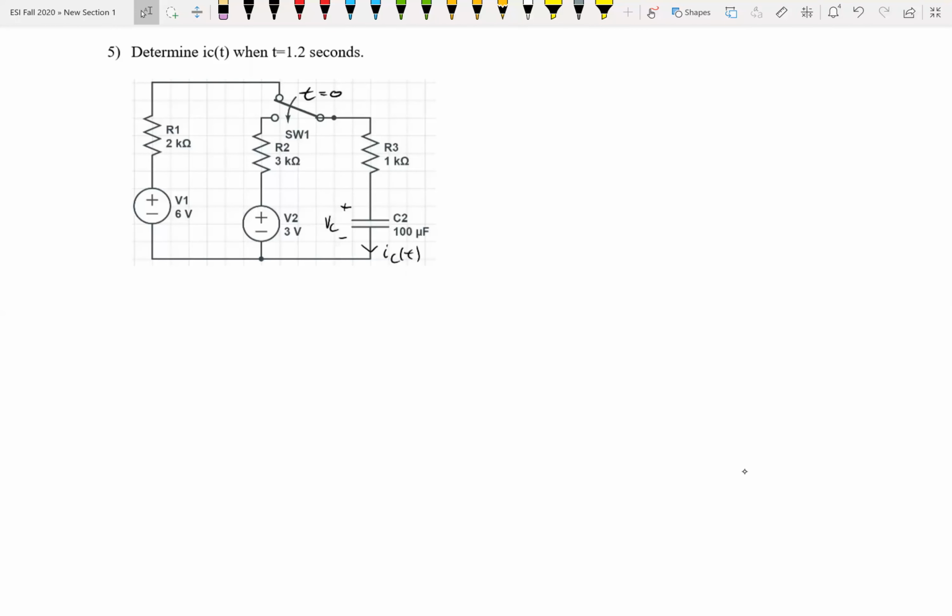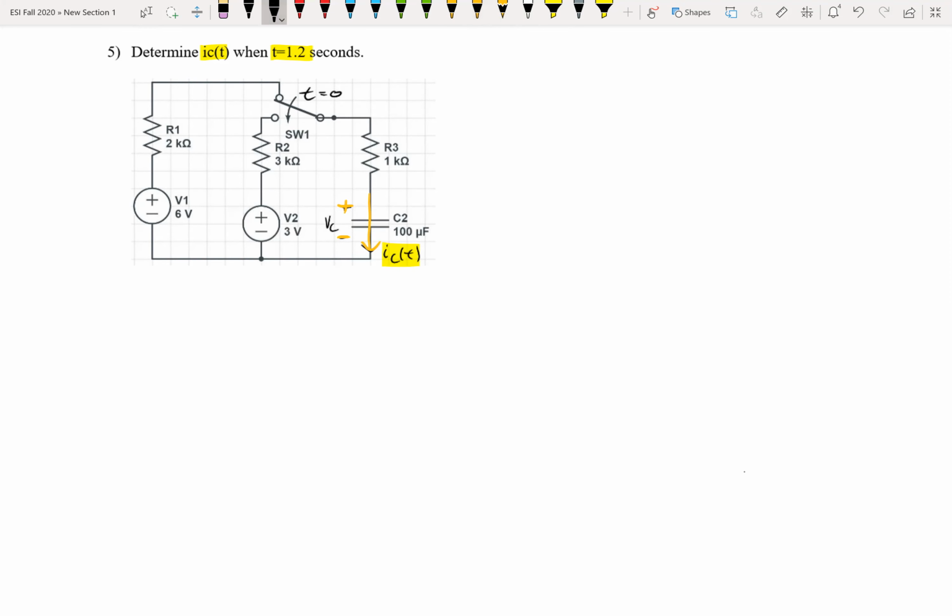Okay, let's take a look at the next problem we have here. This problem is asking us to determine I of C whenever the time is at 1.2 seconds. So I of C at 1.2 seconds. Where's our I of C? We see it's down here. So we're wanting to find this current that goes through there, and it's not very well drawn, but plus and minus.